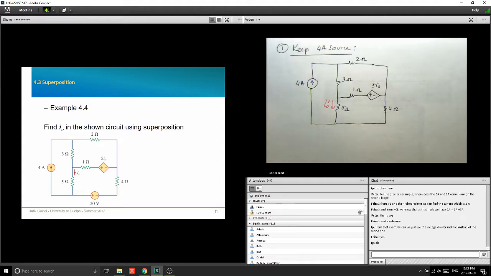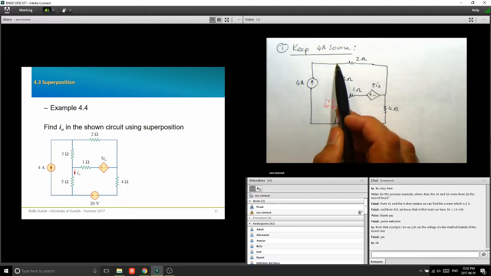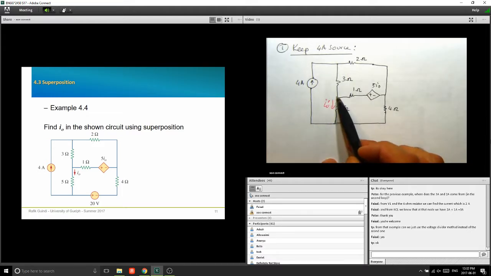Okay. If you wanted to do it using a node voltage method, what would you do? You would use this one to be your ground node reference. That would be one node with a current source that works well. That would be a second node. That would be a third node. And that would be a fourth node.